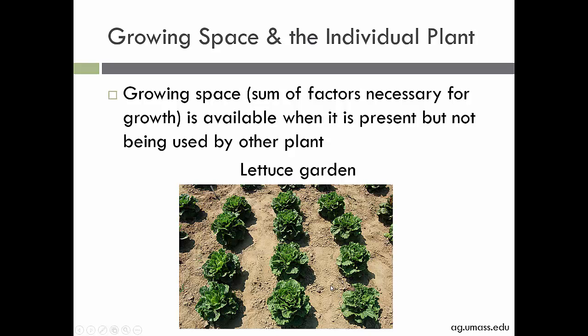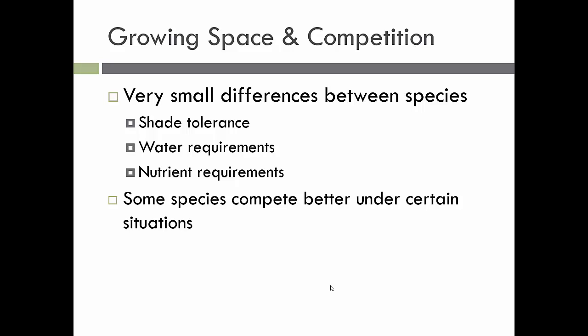And we can see that when we talk about growing space and competition. So again, generally pretty small differences between species. So we talk about these differences in our shade tolerance, our water requirements, our nutrient requirements. So overall, these are pretty small differences. There are differences, but they're pretty small. And these differences really come out to play when we talk about how species compete, where species compete best, what situations they do best at.